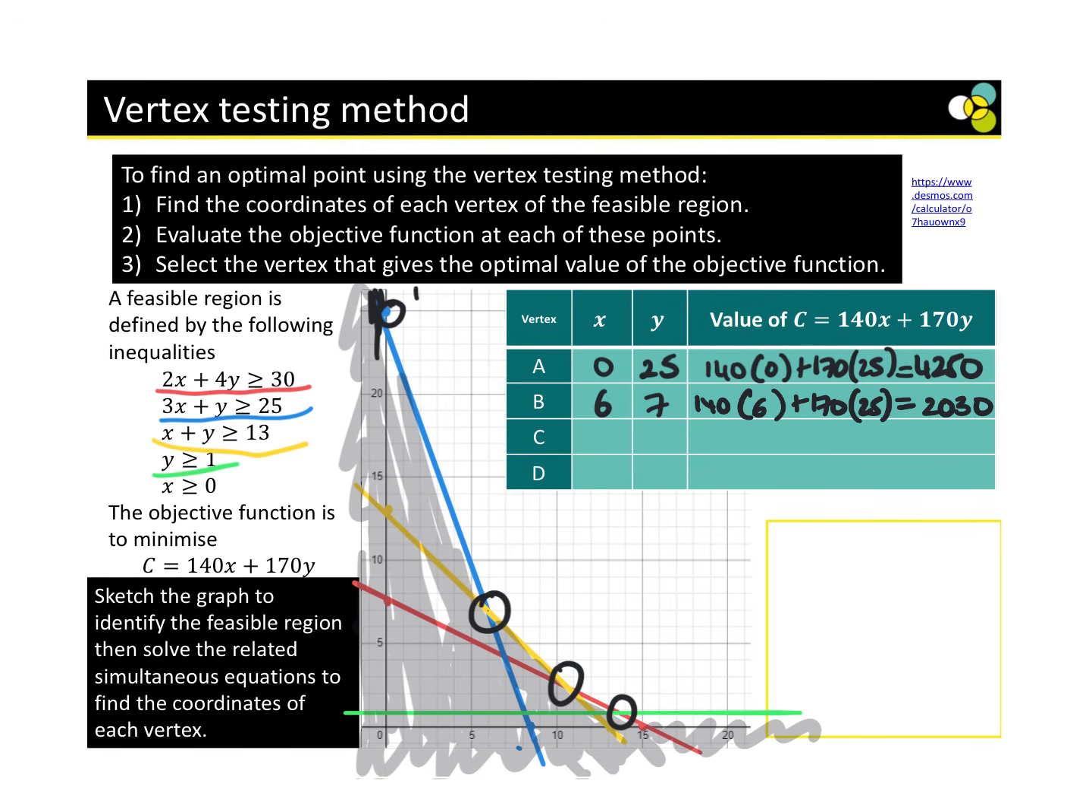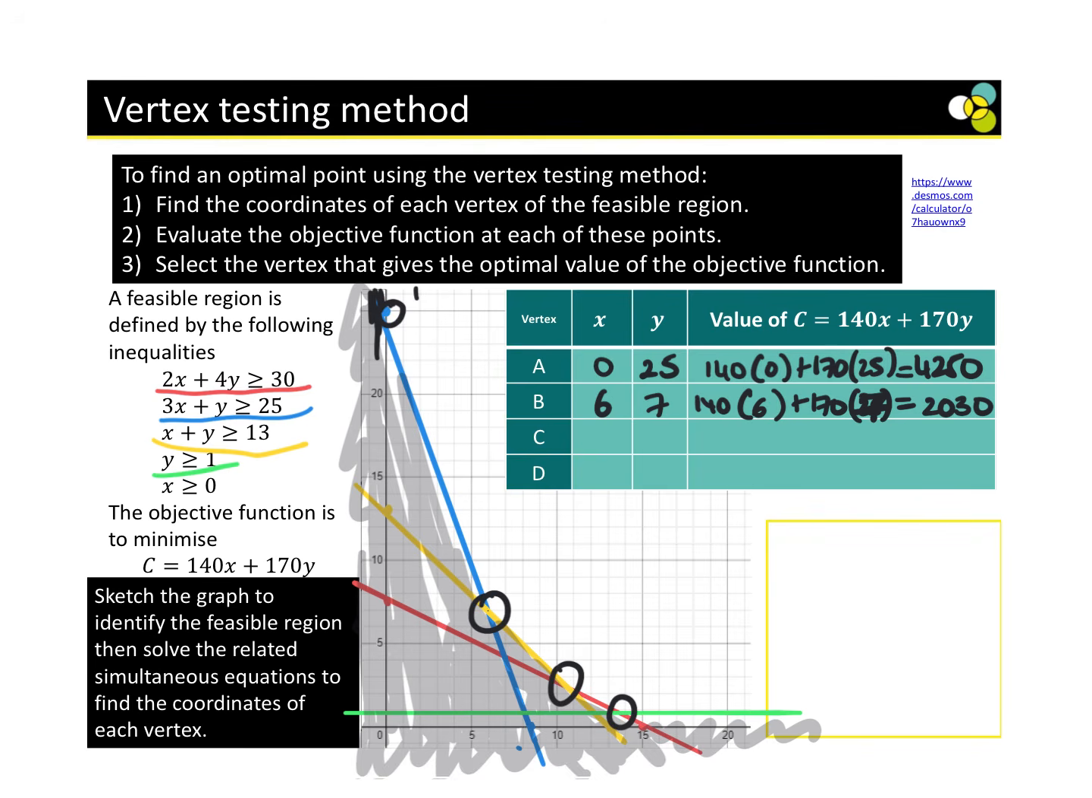Okay, then the next one is... Pardon? Oh, this is 7, isn't it? It looks like a 7. I think you guys are blind. Just really squint. Yeah, exactly. It is a 7.